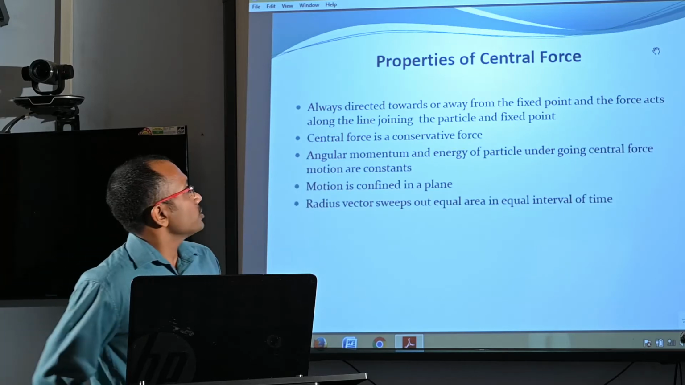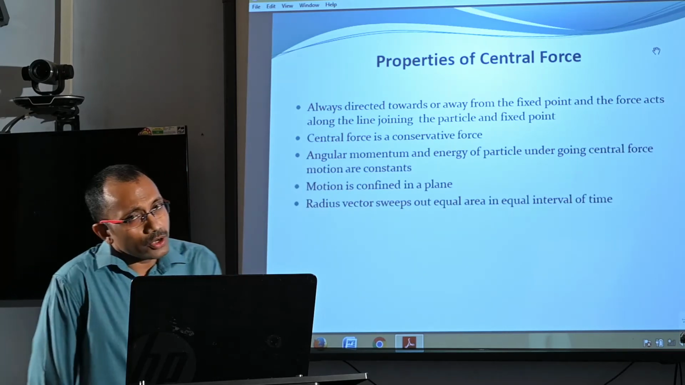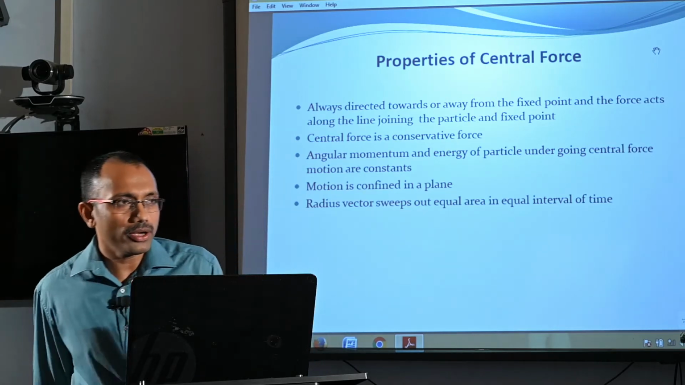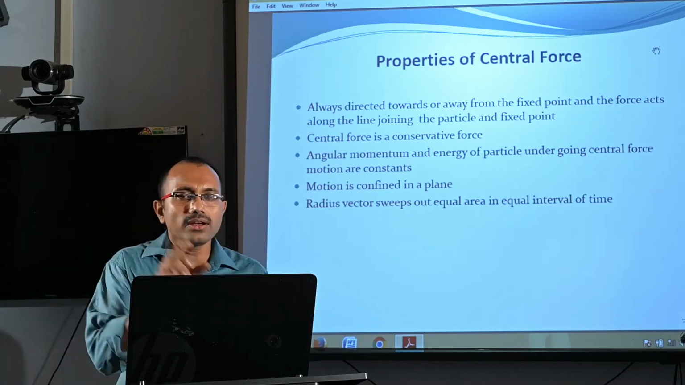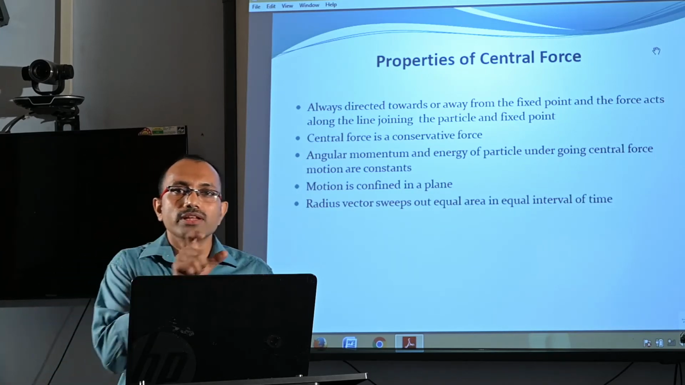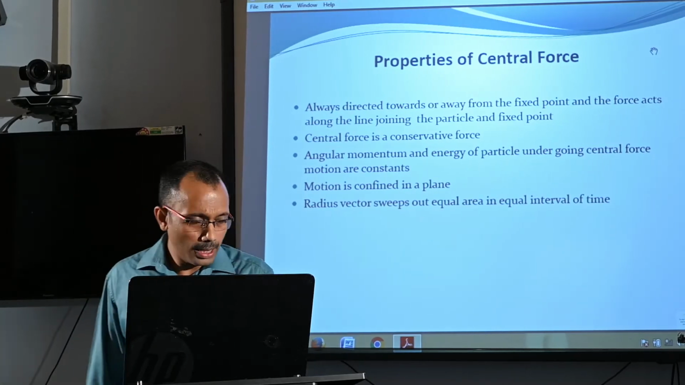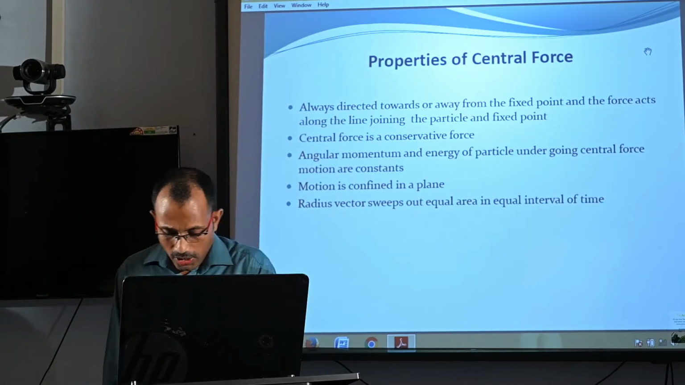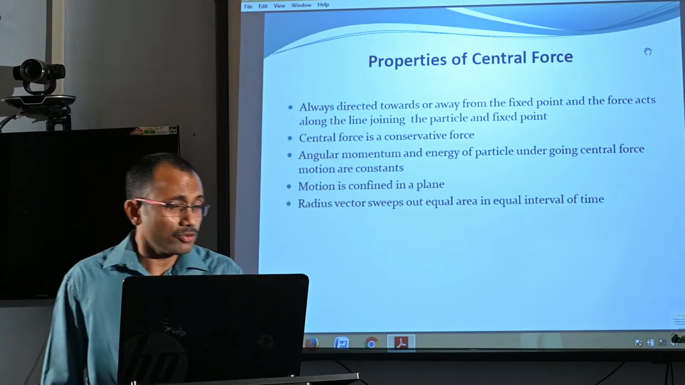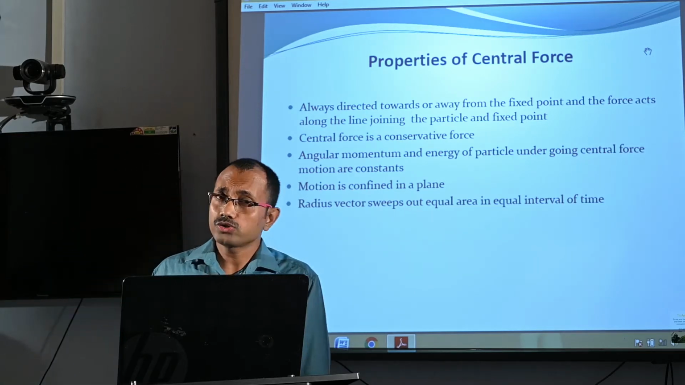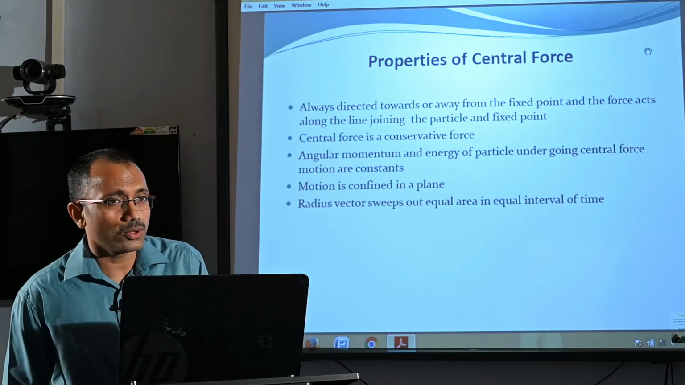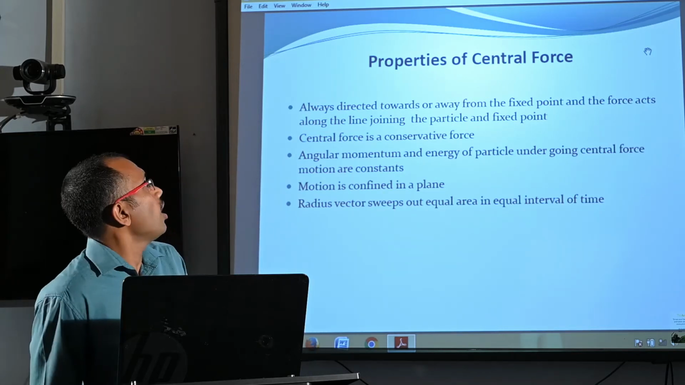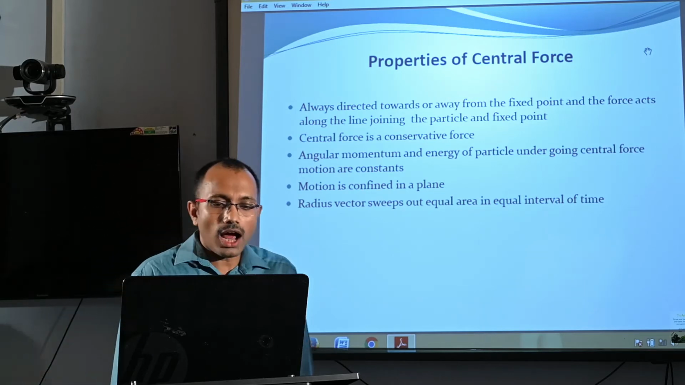Next is about the properties of central force. The central force, we know, is always directed towards a point or directed away from a fixed point, and the force acts along the line joining the particle and that fixed point. Another property is that central force is a conservative force. Conservative forces have many properties: del cross F equal to 0, that is, the curl of the force equal to 0, and the force can be expressed as the gradient of a potential. So, all these properties apply to central force also.